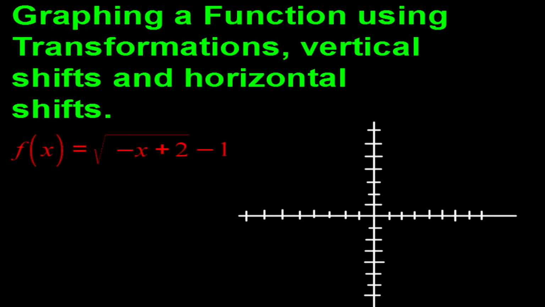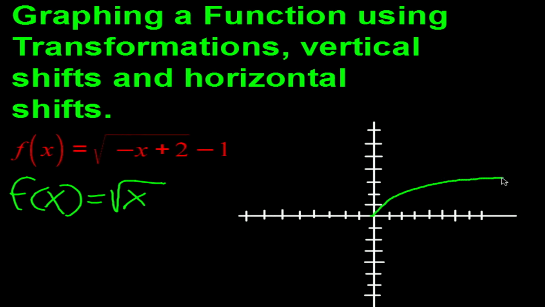And again, we're going to start by looking at the parent function, which is f of x equals the square root of x. And so if we look at that, the graph actually looks something like this. Now, first of all, before we do the reflection, which is what this does, this reflects the graph about the y-axis, we're going to apply this transformation. In this case, it's going to be a horizontal shift.